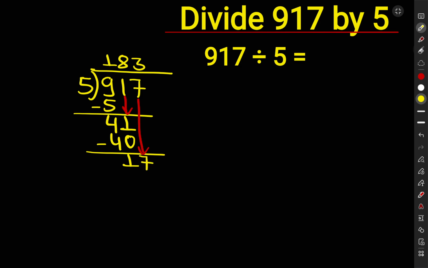5 times 3 is 15. On subtracting we get 2.